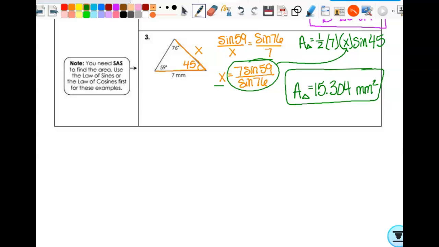Okay. What questions do you have? You use sine of 57 instead of 59. Okay. Anything else? No room for creativity. You don't get to change the numbers. All right.